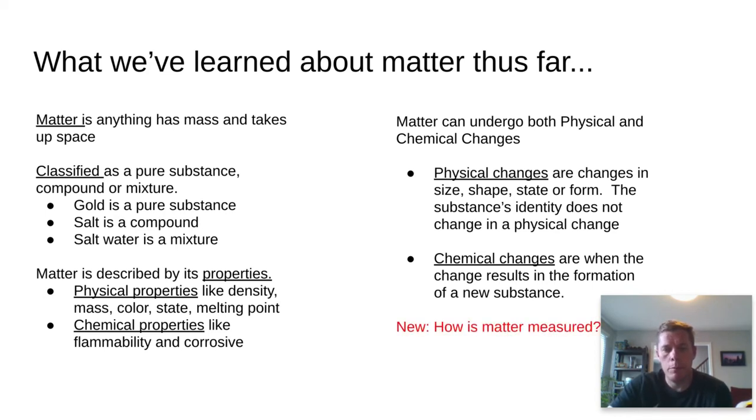When we measure matter, we really look at three different units of measurement. That's going to be mass, volume, and density. Mass is really how much matter is in something. For example, you can weigh something on a scale. That's going to be the mass. And mass is usually measured in grams or kilograms. Volume is how much space something takes up, and density is the relationship between those two, mass and volume.